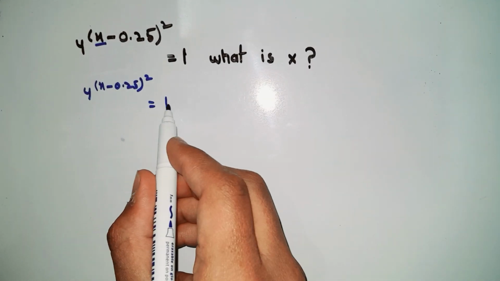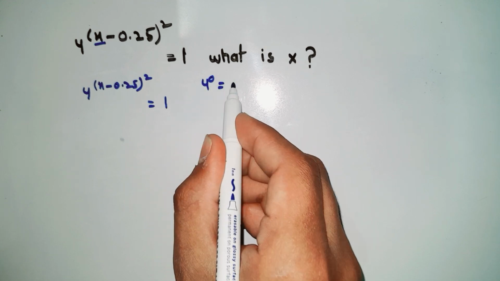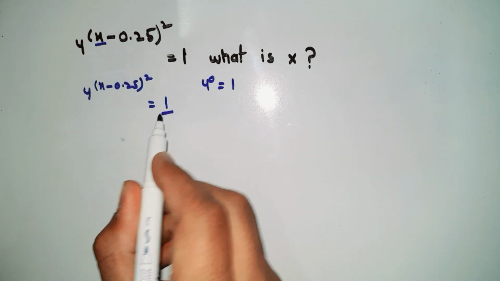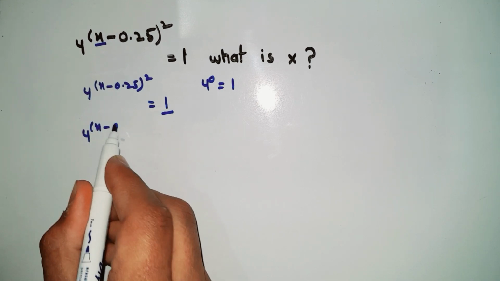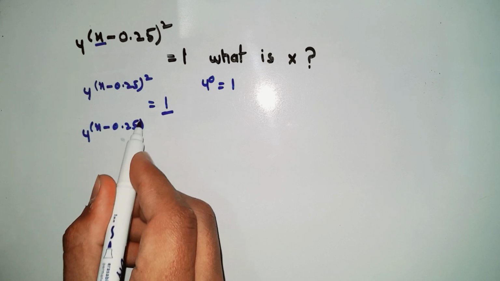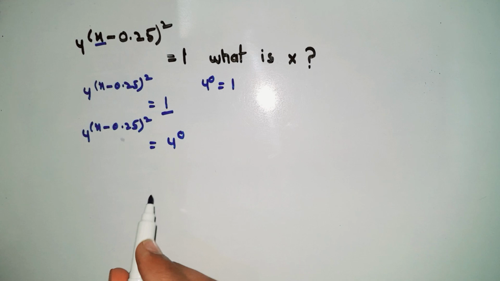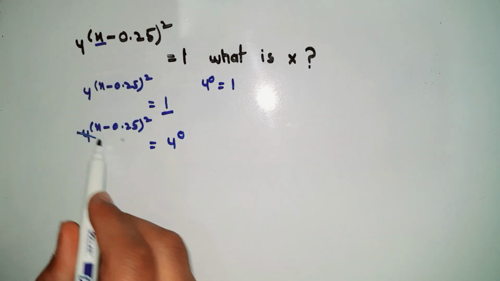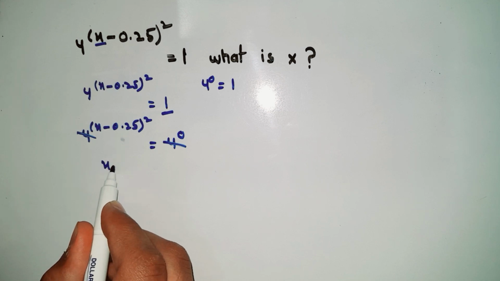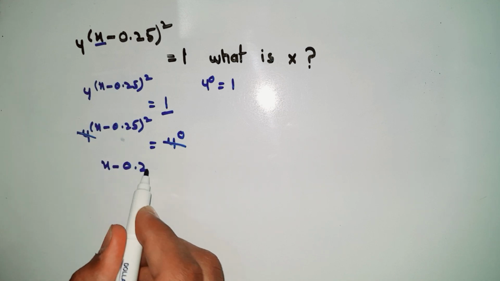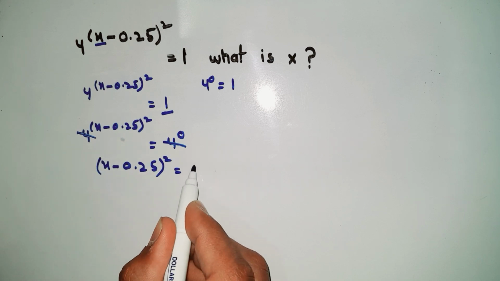Now we know that any number to the power 0 is equal to 1. So we write 4^0 = 1. So we write (4^x − 0.25)² = 4^0. Now when the bases are the same, we just write the powers. So we write (x − 0.25)² = 0.